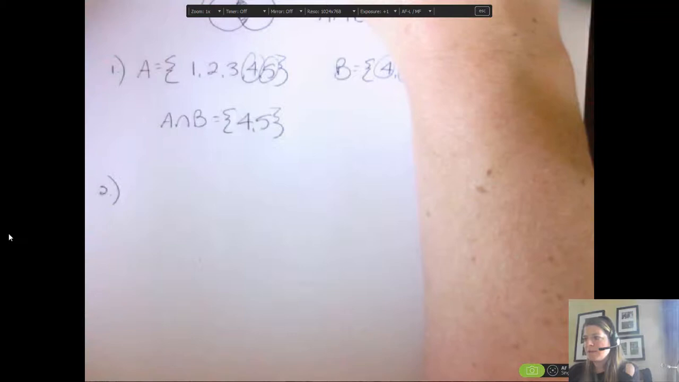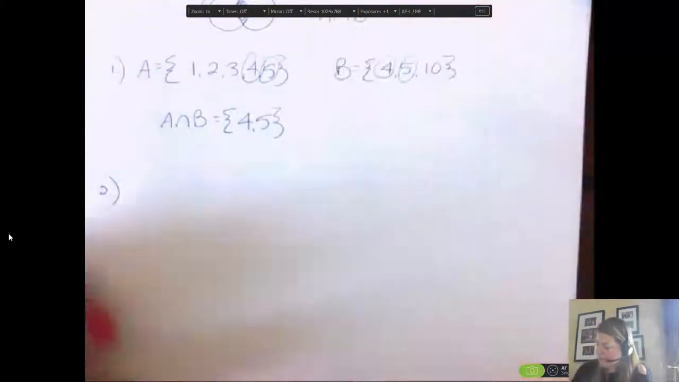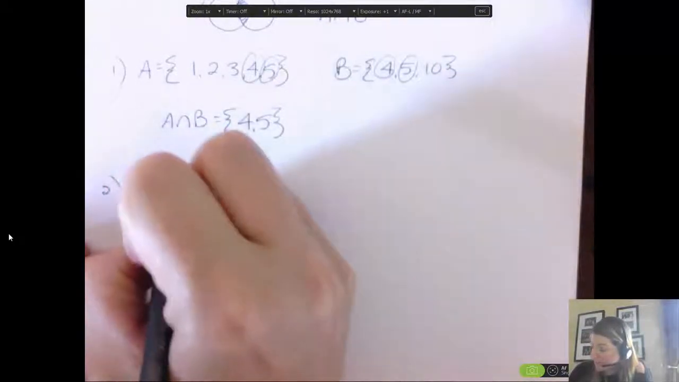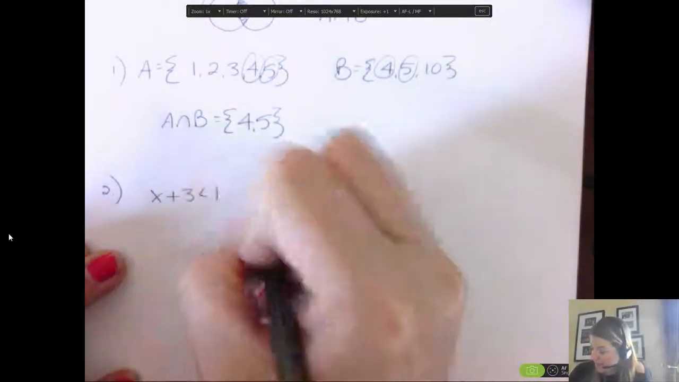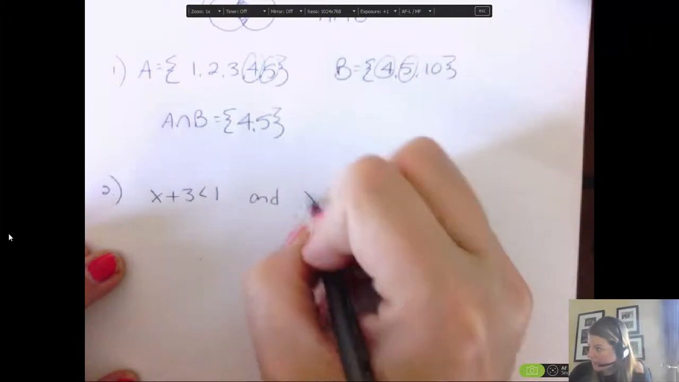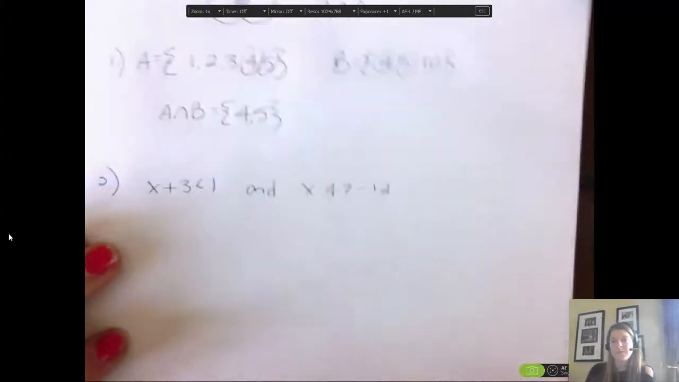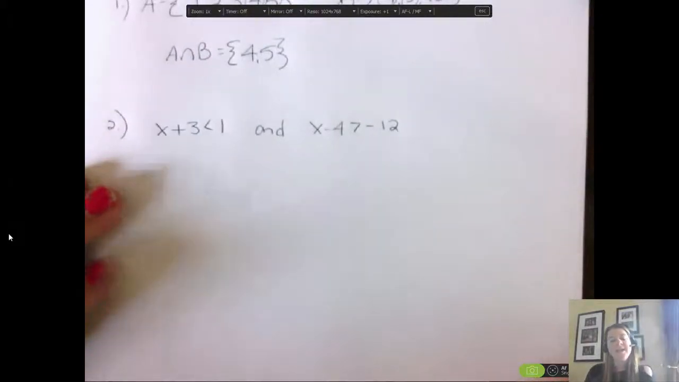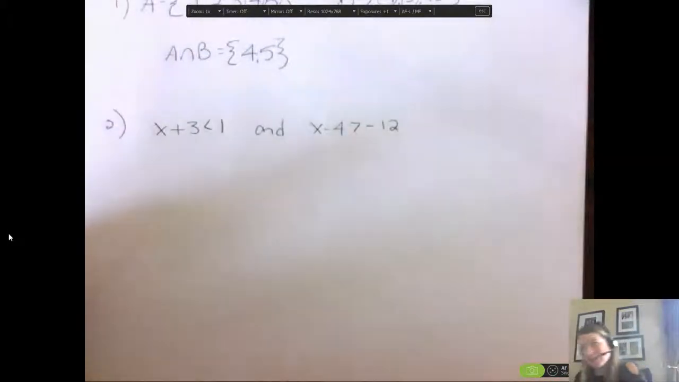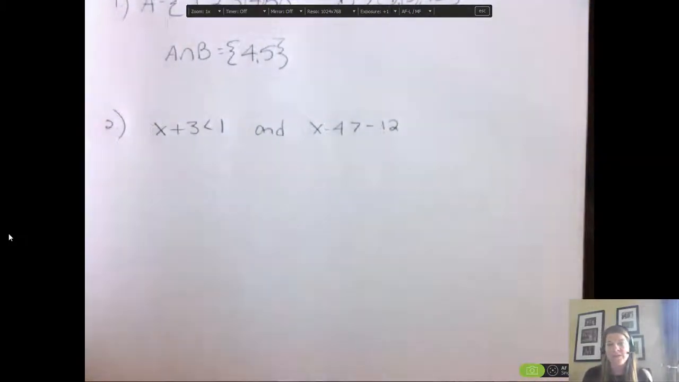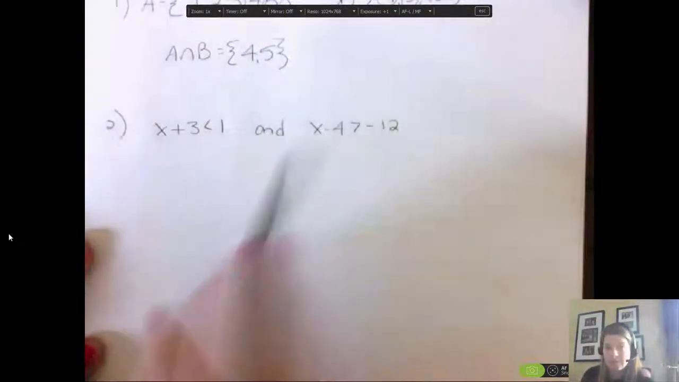What if we have x plus 3 is less than 1 and x minus 4 is greater than negative 12? Those are my two problems, and they're connected by an "and." What am I really asking when I say "and"? I could have put the intersection sign there, same word, saying what do they have in common? Where is the solution that works for both? So let's find the solution for each individually.